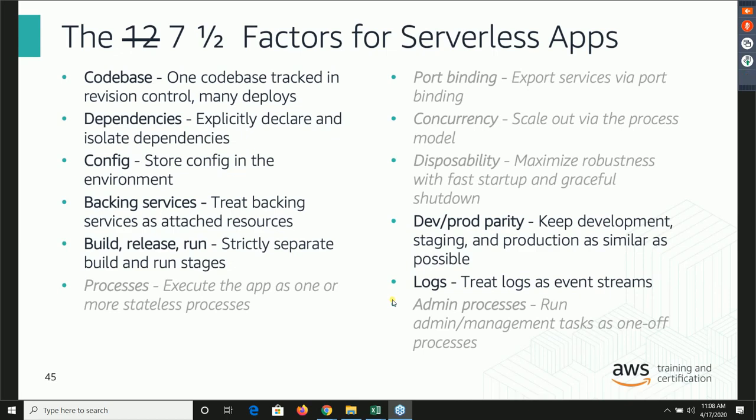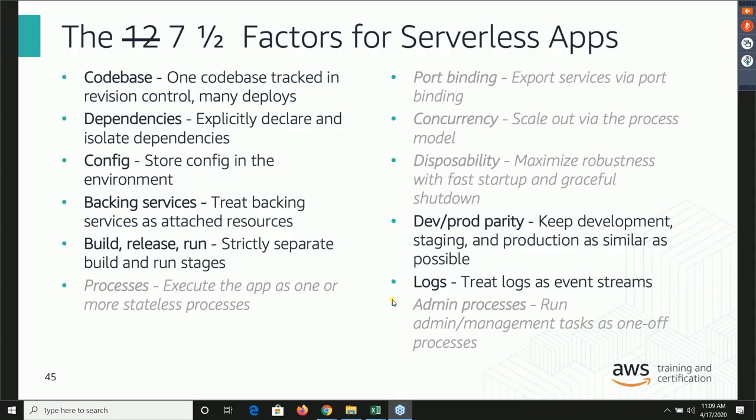Now, in terms of processes, the reason there are 7.5 factors is because this requirement does not apply to serverless, as it is already enforced by the platform. Lambda functions are stateless and do not share any data, so you're not worried about enforcing statelessness as such. You're anyway storing all data in databases or caches or any third-party backing services.